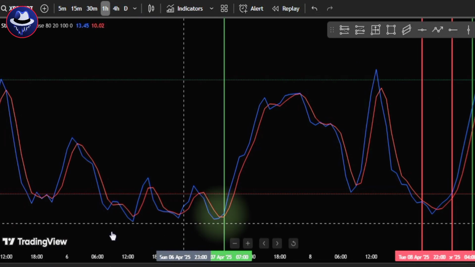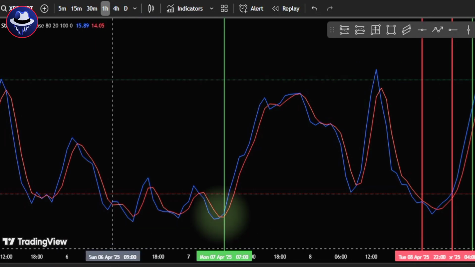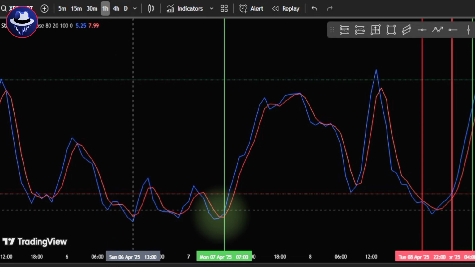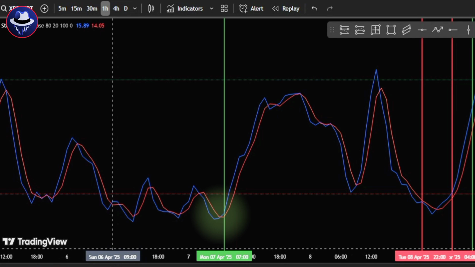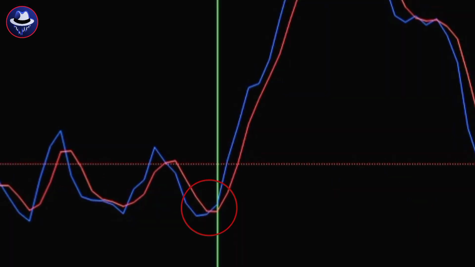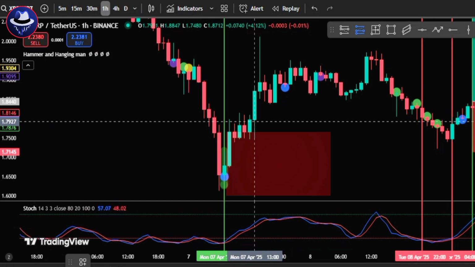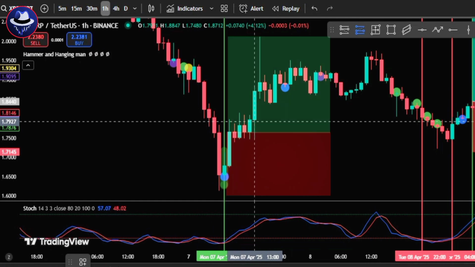As you can see, right where the inverted hammer formed, the stochastic was in the oversold zone, below 20. And not only that, the blue K line crossed above the red D line, giving us a buy signal. That's when we enter the trade, and we place our stop loss just below the inverted hammer candle for safety.